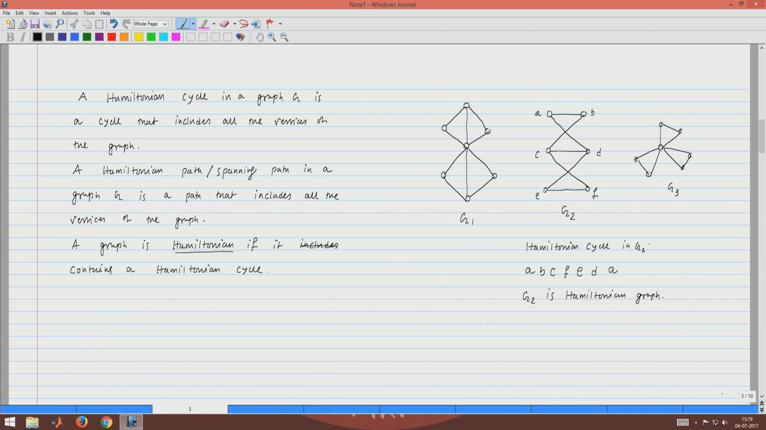Okay. So, unlike Eulerian graphs, there is no known test or conditions that can be used to characterize or to determine if a given graph is Hamiltonian.